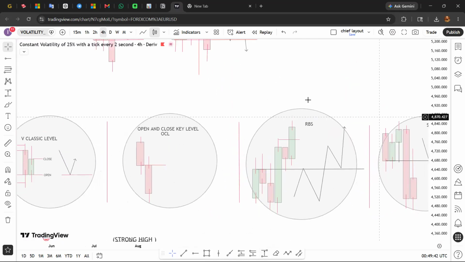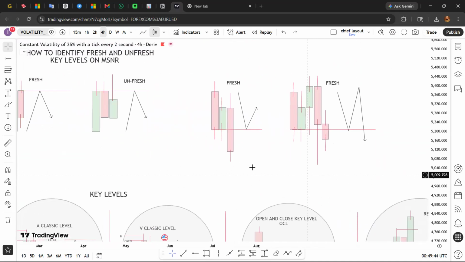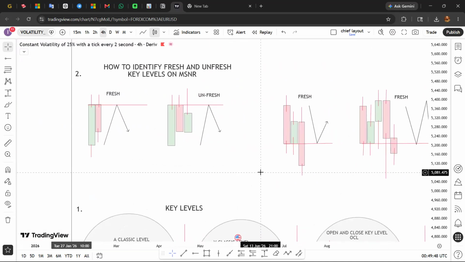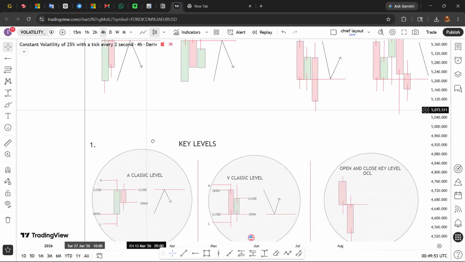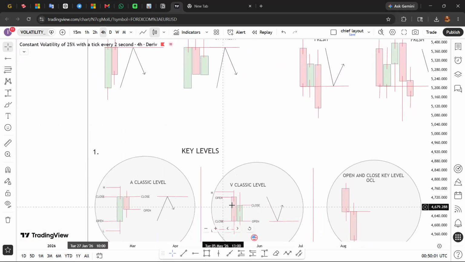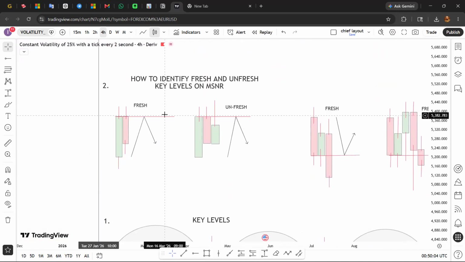Then we have another one called the fresh and unfresh key levels, how to identify fresh and unfresh key levels. For instance, this is an A level, which I've already told you consists of a bullish and a bearish candle, and that level is fresh. This is our fresh key level. So how do you identify if it's unfresh, if that level has been used? Let's say for instance, you can see this example here.